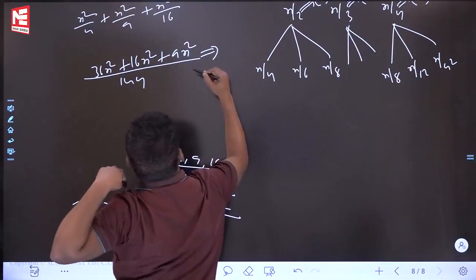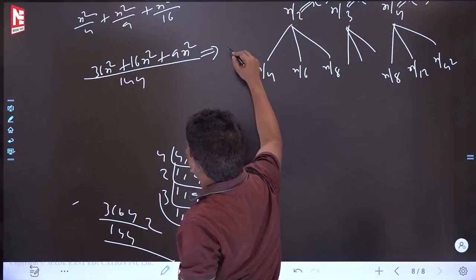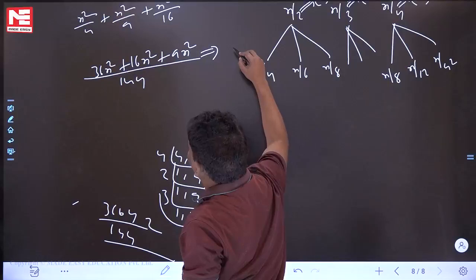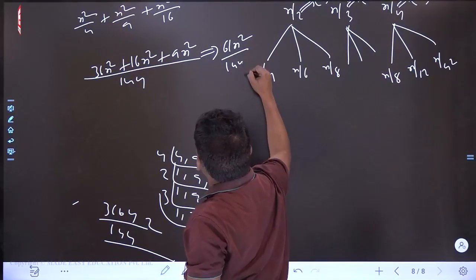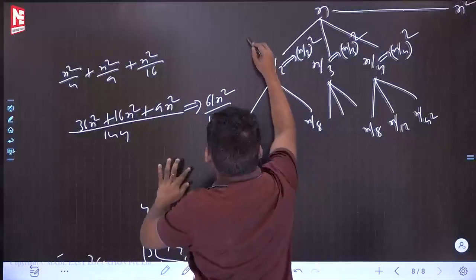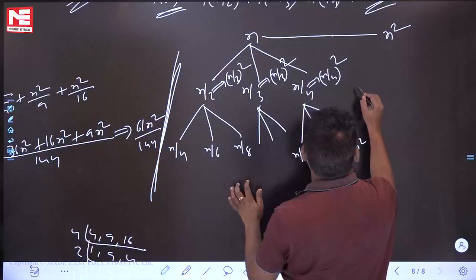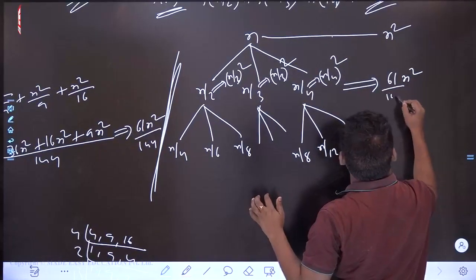Add all of them: 9, 36, 25... 30 and 20 is 50, I think 61. 61 n square by 144. You add properly. I am thinking that this is the answer for this. Let's check here. If you add all these things, what is the answer? 61 n square by 144.